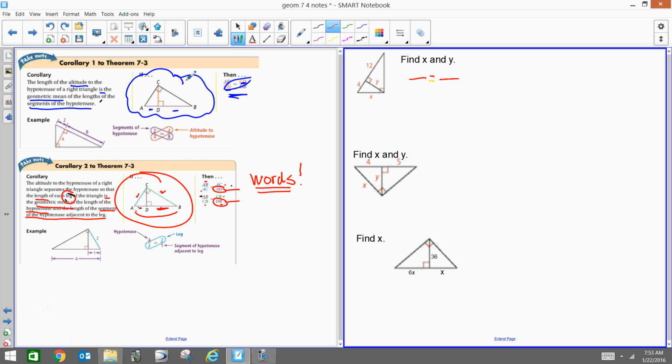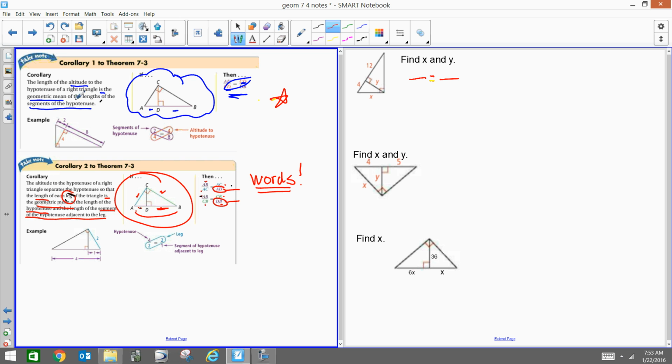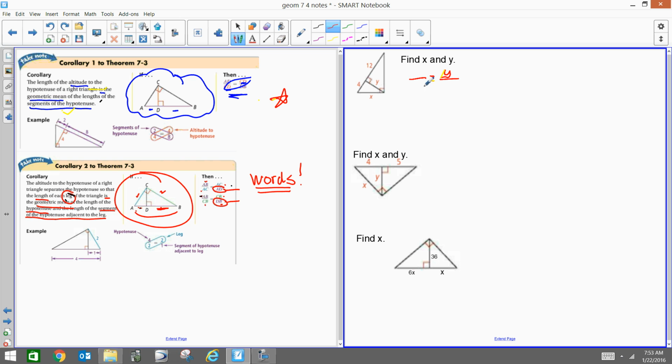First one, we're going to talk about the altitude. The altitude is the geometric mean of the lengths. So the altitude here is Y, so I'm going to put Y in here. It is the geometric mean of the lengths of the segments of the hypotenuse, which are 4 and 12. So that's how you find Y.